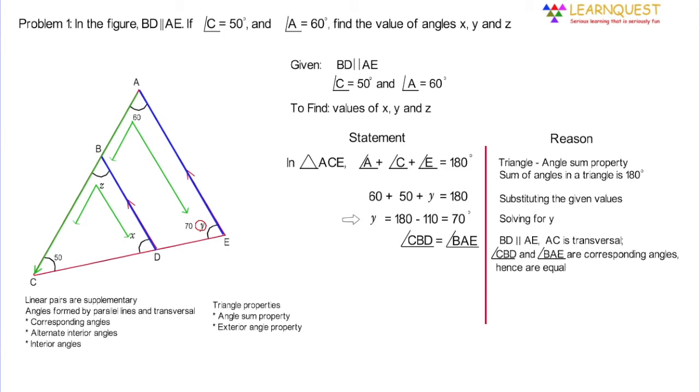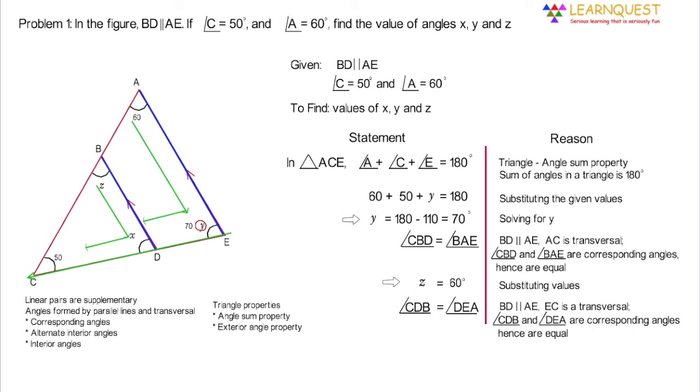Now when we substitute, we get CBD is Z and BAE is 60. So we will write it as Z is equal to 60. So now we have got the second value also. To find the third value, let us now consider CE as the transversal. When you do that, we get angle CDB and angle DEA as corresponding angles. Again, corresponding angles are equal. So let us write that down as a statement that angle CDB equals angle DEA.